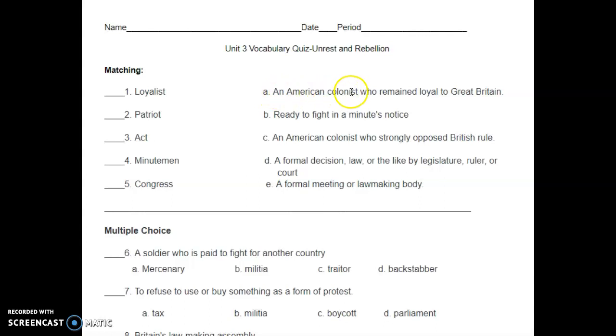A, an American colonist who remained loyal to Great Britain. B, ready to fight in a minute's notice. C, an American colonist who strongly opposed British rule. D, a formal decision, law, or the like by legislature, ruler, or court. E, a formal meeting or lawmaking body.